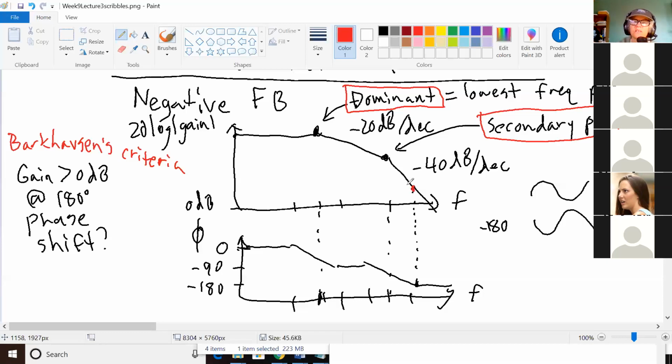So the question is, how do you make it so it's not violating Barkhausen's criteria? Remember, these are from your circuit. Can you shift the dominant pole to the left? Yes. So that's the pole that you always target. You want to shift the dominant pole to the left. And how would you do that?